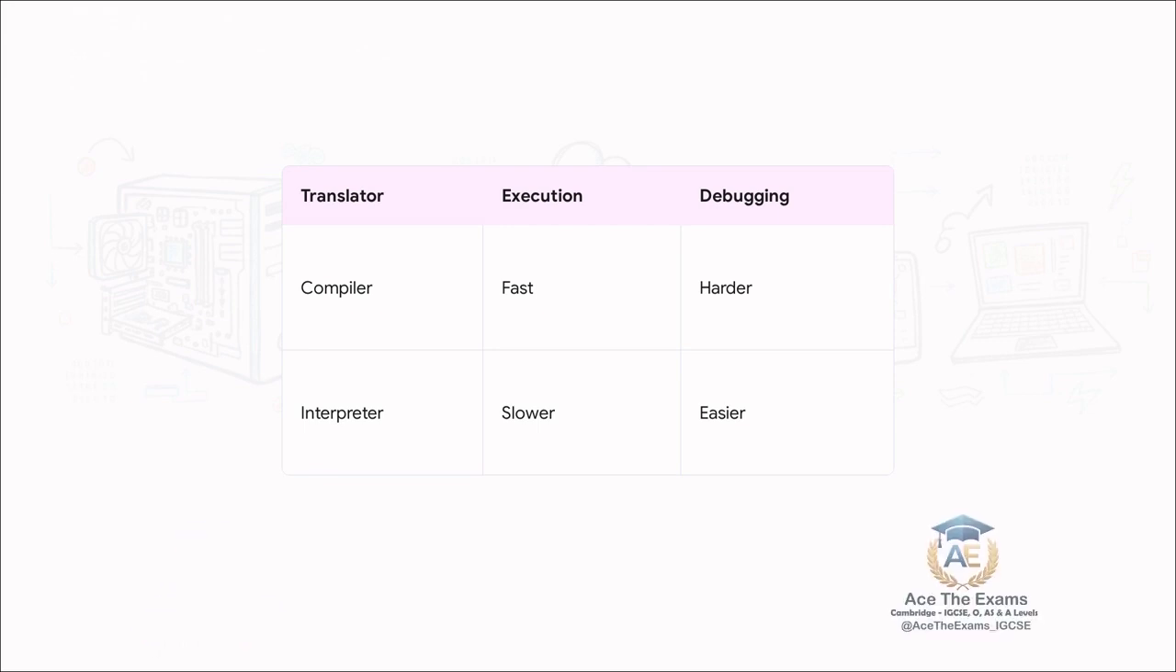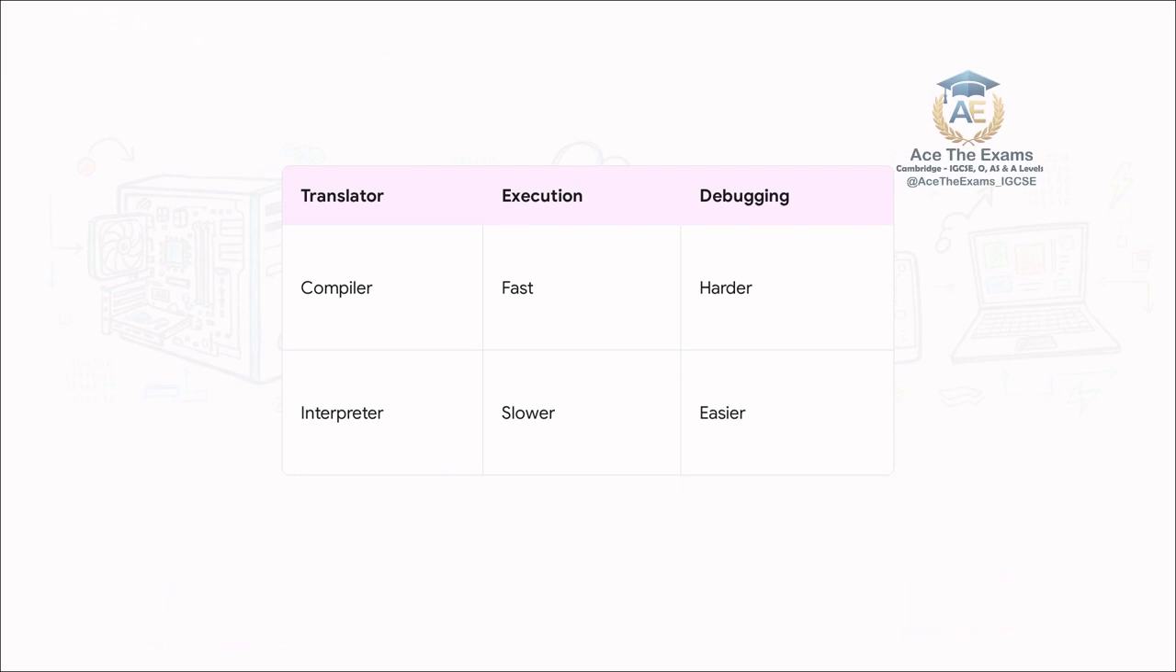A compiler takes the entire high-level program and translates the whole thing all at once into machine code before it runs. This makes the final execution incredibly fast, but it can be a real headache to spot errors if the program crashes. An interpreter, on the other hand, translates and executes the code line by line. This is brilliant for debugging because it stops the exact moment it hits an error, but it does make the overall execution slower. Understanding this trade-off is a very frequent requirement in exam questions.